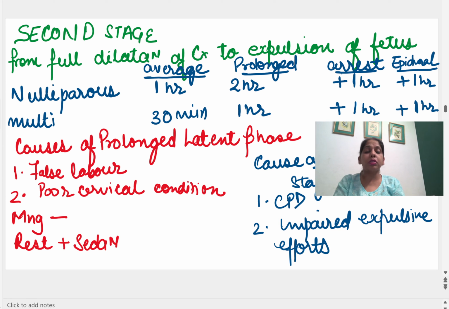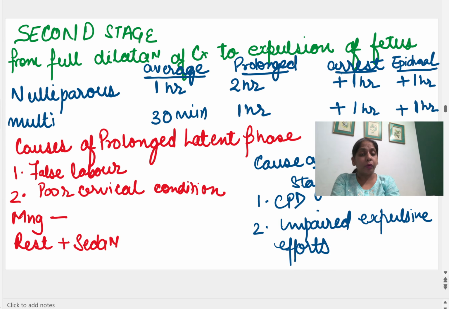Okay. So what is the cause of prolonged latent phase? Now latent phase was a part of first stage, right? First stage was divided into two parts, the latent phase and active phase. Active phase में हमने पढ़ लिया था जब there is protraction or arrest, then in the arrest we have to do cesarean, and when there is protraction we have to rule out two things, CPD and occiput posterior. And when there is prolonged latent phase, then we have to rule out two things, either it is false labor or it is poor cervical condition.